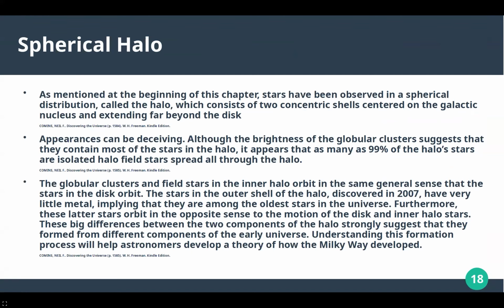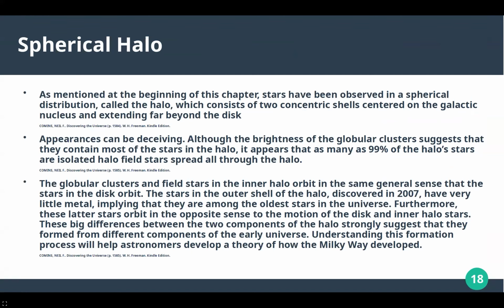As mentioned at the beginning of the chapter, stars have been observed in a spherical distribution called the halo, which consists of 2 concentric shells centered on the galactic nucleus and extending far beyond the disk. Appearances can be deceiving. Although the brightness of the globular clusters suggests that they contain most of the stars in the halo, it appears that as many as 99% of the halo stars are isolated field stars spread all throughout the halo. The globular clusters and field stars in the inner halo orbit in the same general sense that the stars in the disk orbit.